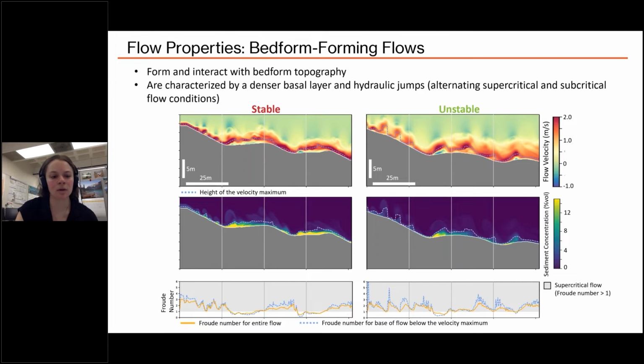And the lower panel shows the Froude number calculated for the entire flow and the base of the flow below the velocity maximum, where values over 1, which are highlighted by the gray box, indicate supercritical flow conditions, and values below 1 indicate subcritical flow conditions. So you can see that flows are supercritical on the slope preceding the bedforms, and then fluctuate between being subcritical and supercritical over the bedforms. And the transition between supercritical and subcritical flow occurs abruptly at the lee slope break of bedforms, and also corresponds to where the flow thickens. So this indicates the presence of hydraulic jumps, and this flow configuration is consistent with a bedform referred to as cyclic steps.